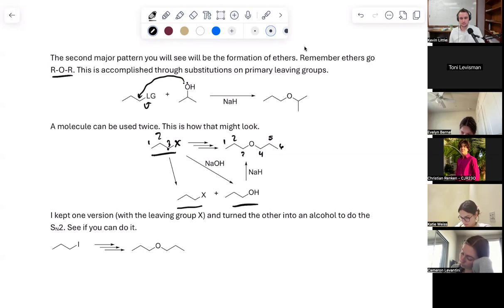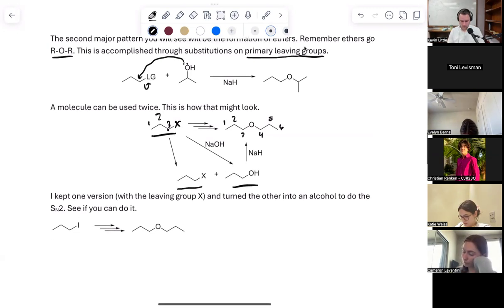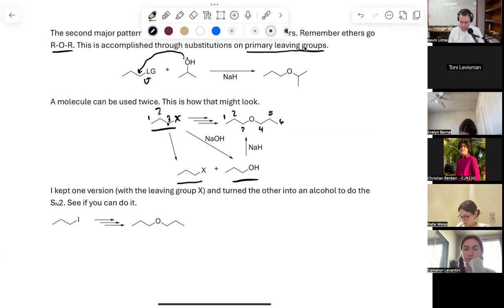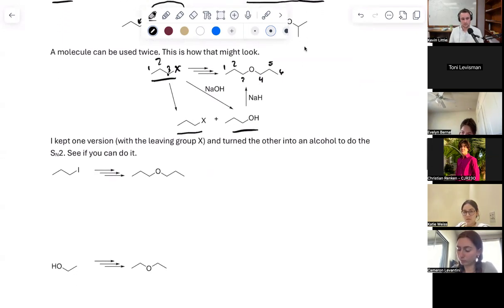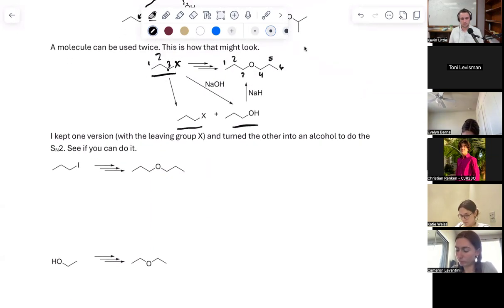I do want to make sure we're trying to do substitutions on primary leaving groups. As soon as it becomes secondary, you're going to get probably more elimination than substitution. So we're going to keep our leaving groups primary, and we've got to make one part of it the electrophile, and we've got to turn the other part of it into our alcohol, the nucleophile. See if you can do it on your own.